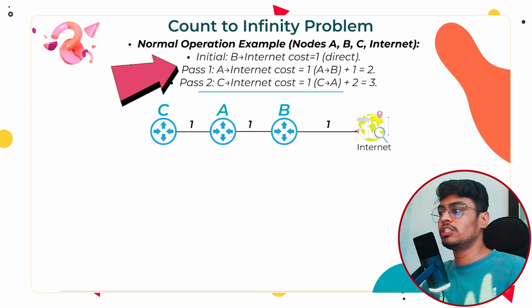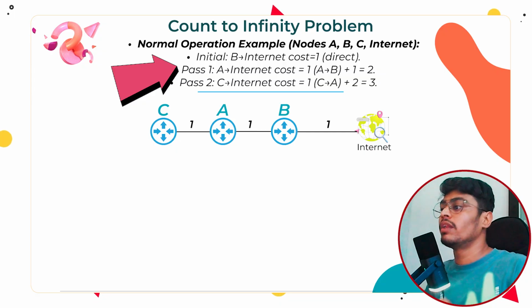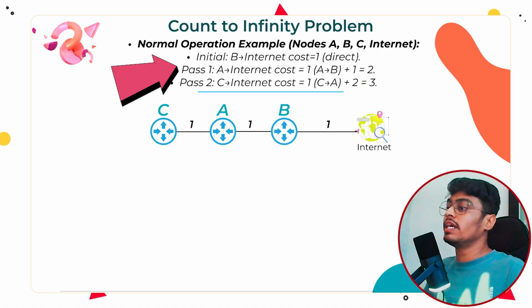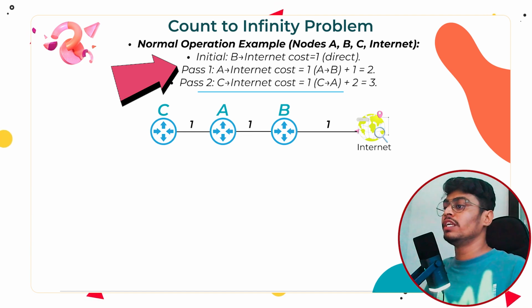After the first pass, B tells A that it can take A to the internet at cost 1. Now A will calculate that its cost to B is 1 and B's cost to the internet is 1. So A will change its value from infinite to 2. A's cost to the internet becomes 2.